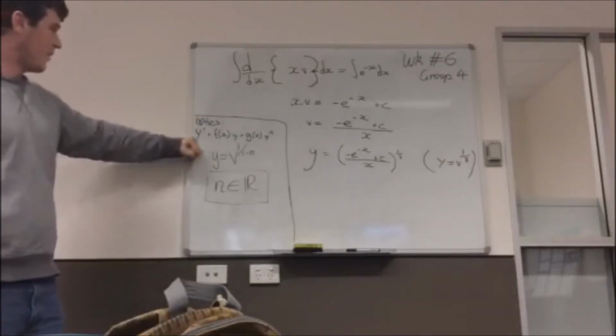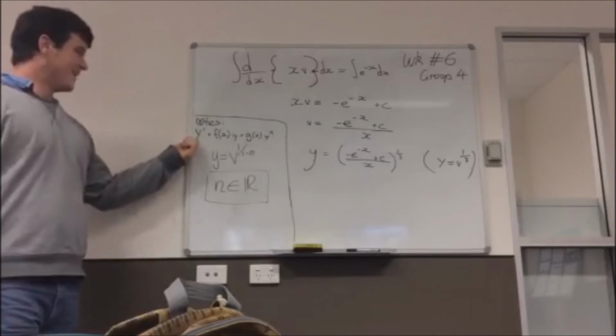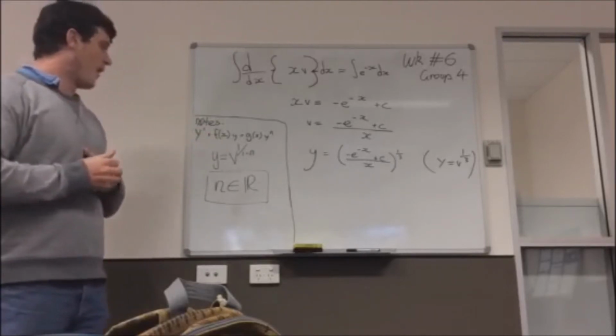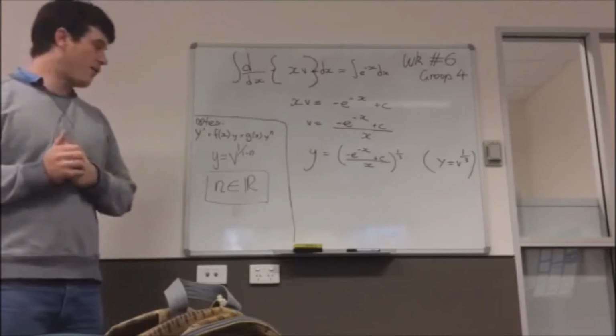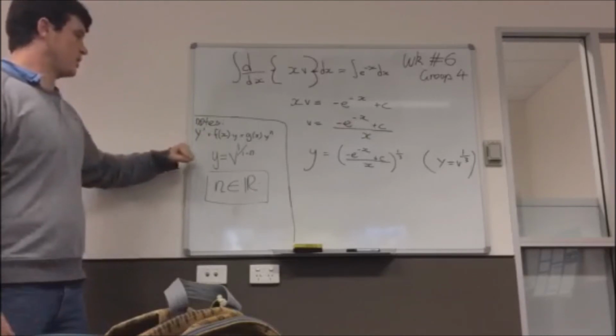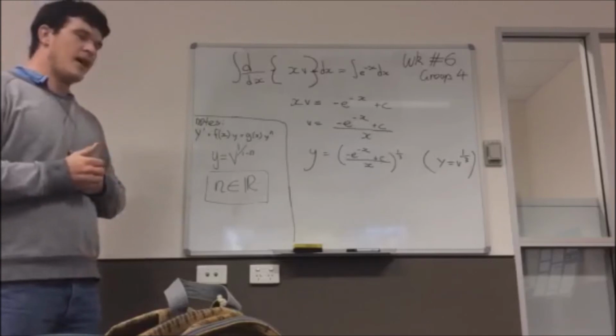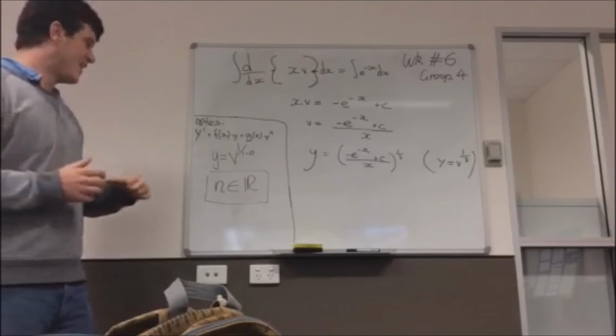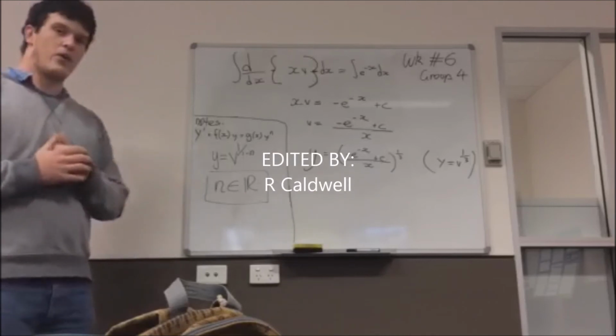Alright, so just some quick notes. When the differential equation is in this form, y dash plus f of x, y equals g of x, y to the power of n, our substitution is going to be y equals v to the 1 divided by 1 minus n, and that's going to work for all real numbers n.